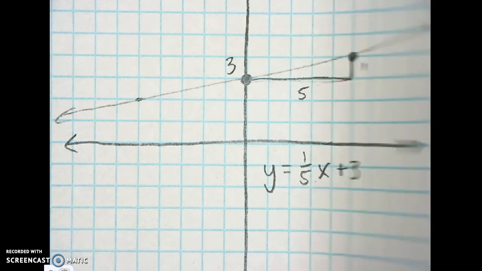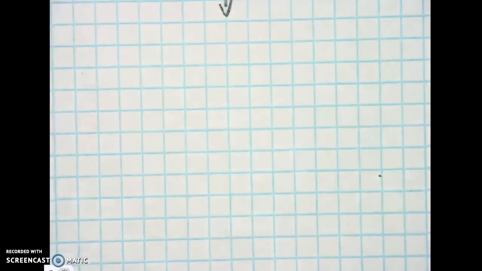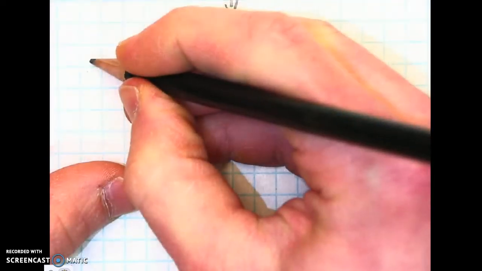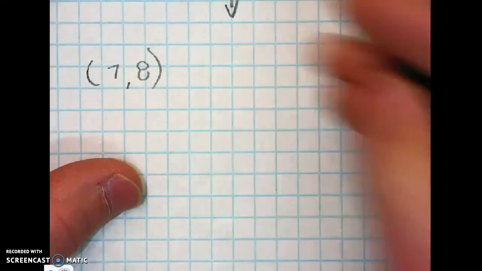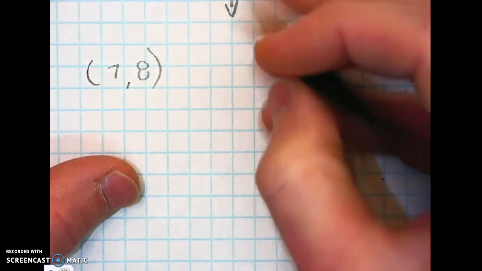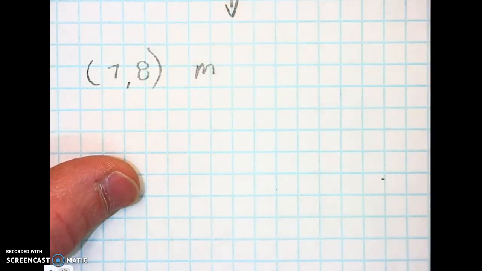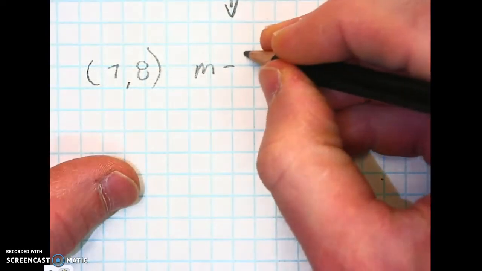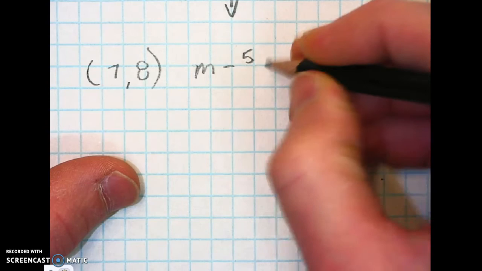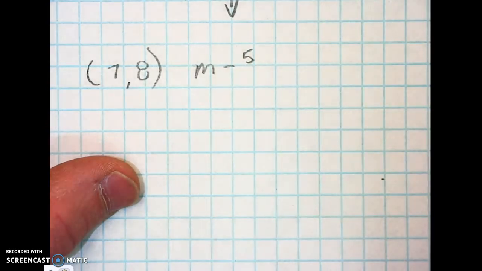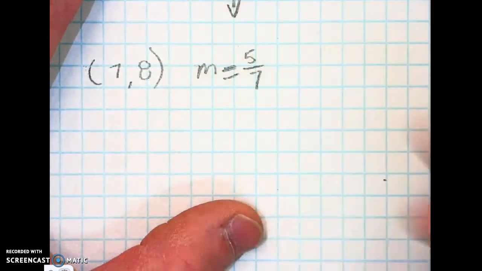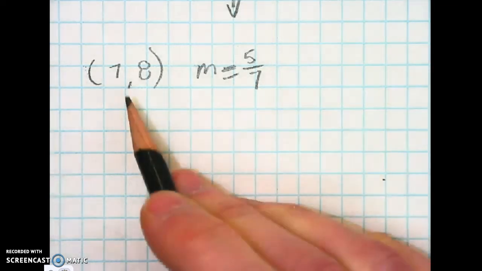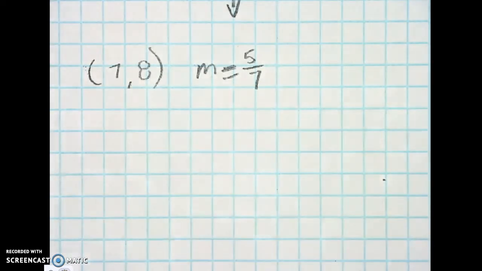You guys. And that is, if you had just a point, let's say 7, 8, and just a slope. Let's say the slope is -5. Gotta go the right way. We're going to do positive 5 over 7. Maybe your slope was this, and maybe your point was this. How would you find the equation?